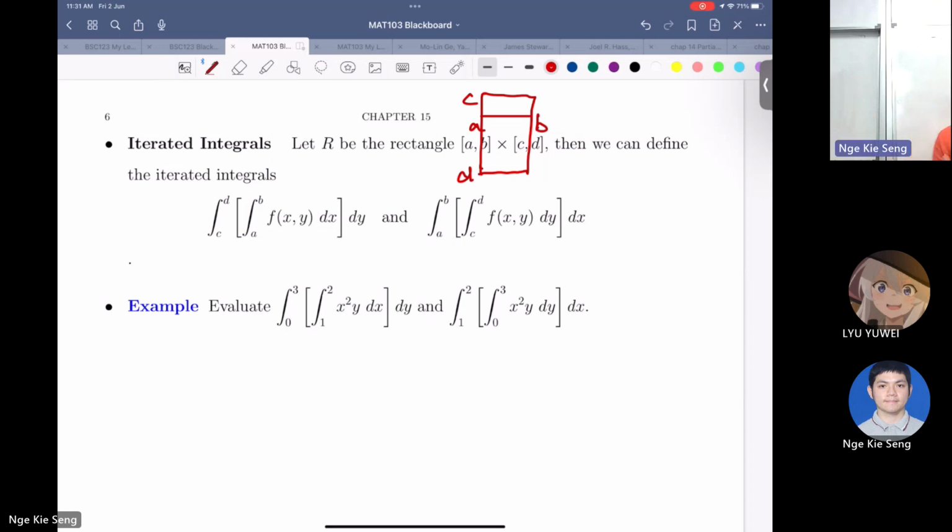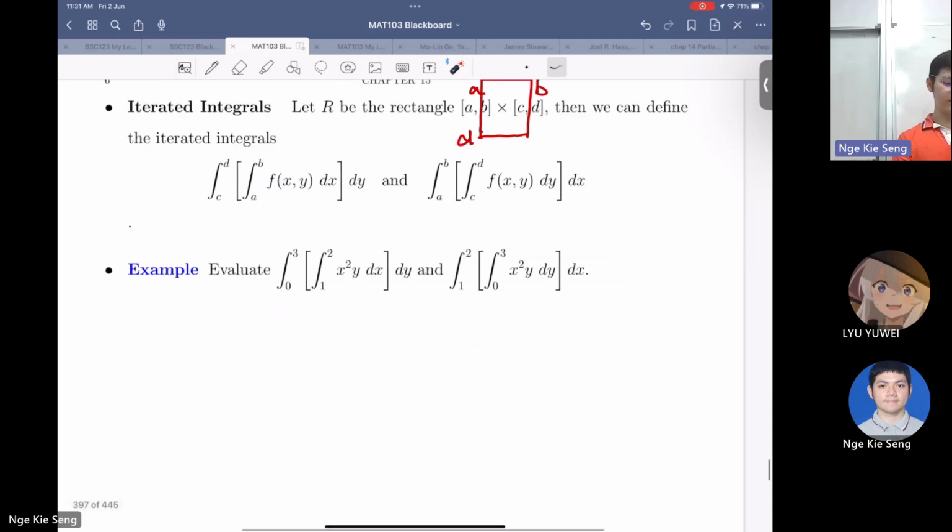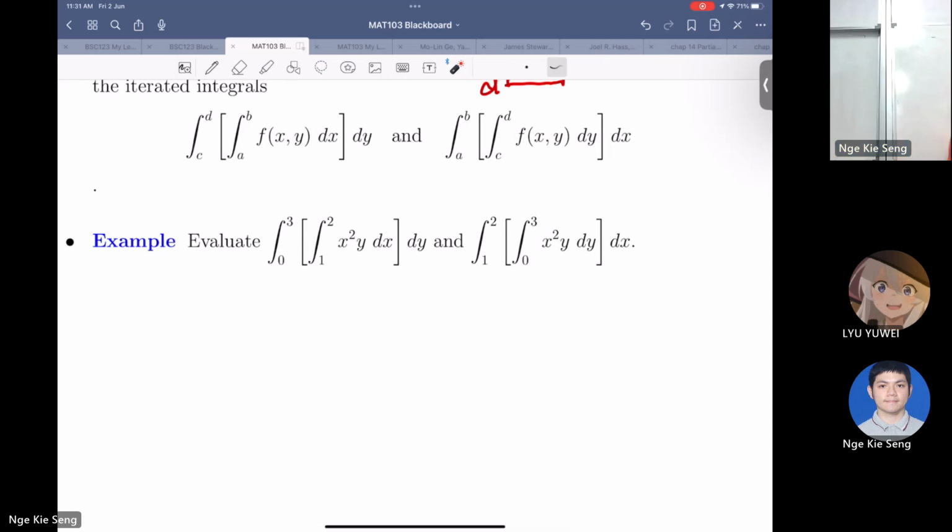Okay, then we can define the iterated integrals. One choice is you can integrate with respect to x first, and then integrate with respect to y, or you integrate with respect to y first and then integrate with respect to x. Let's try on these two functions here. It's the same function but a different order of integration. Let's try the first one, and then I will let you do the second one.